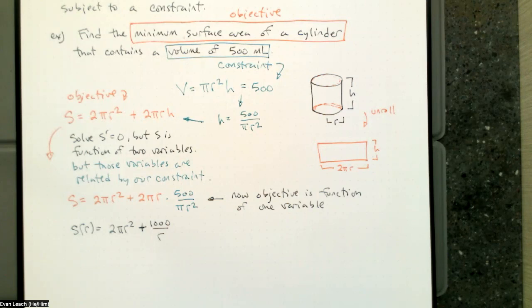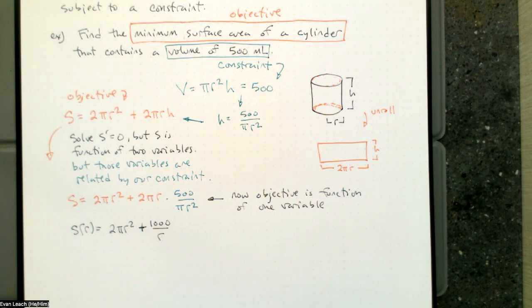about our units. Our units might not work out because I've got an r squared here and I've only got one r here, but we have to remember that this 1000 came from this 500 and that 500 had cubic centimeters attached to it. So those cubic centimeters are getting divided by centimeters. So these are square centimeters. So we're still okay in terms of the units.